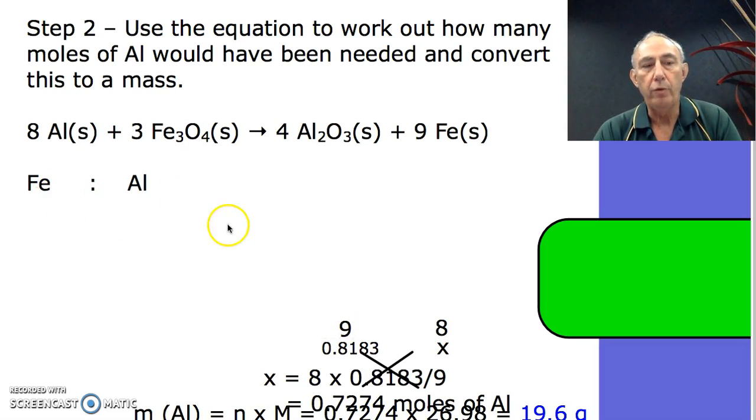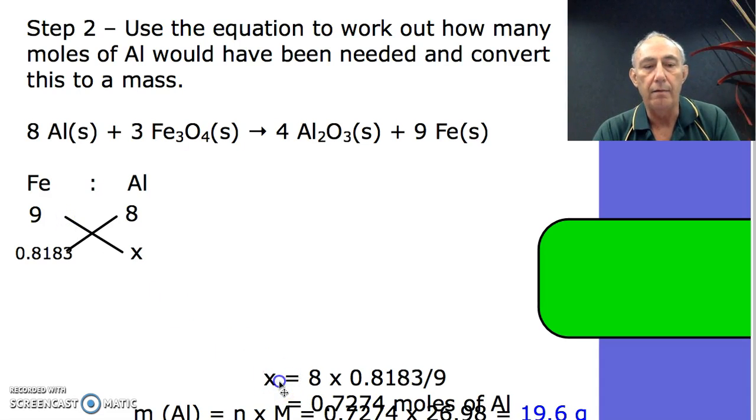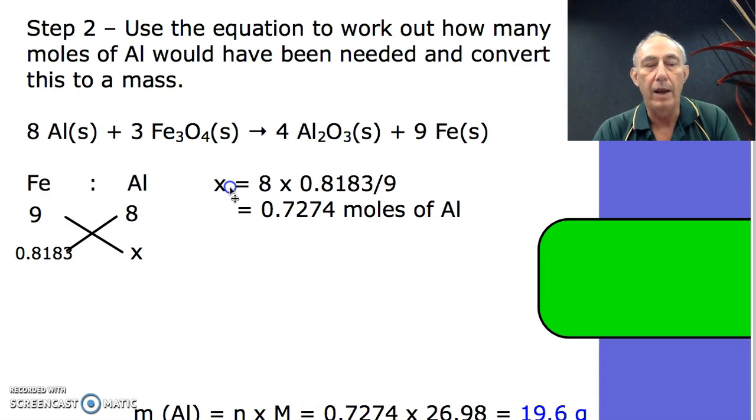So, we're working with iron and aluminium. From my equation, I know that 9 moles of iron will have come from 8 moles of aluminium. In this question, I didn't start with 9 moles of iron, I started with 0.8183 moles, which we calculated on the previous page. So now I can do my cross multiply and work out my number of moles of aluminium that I must have started with. So hopefully you all have this number.